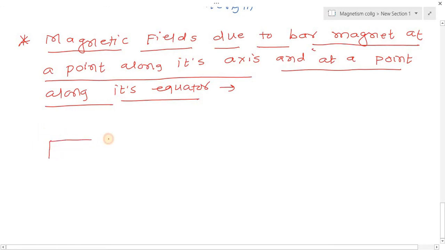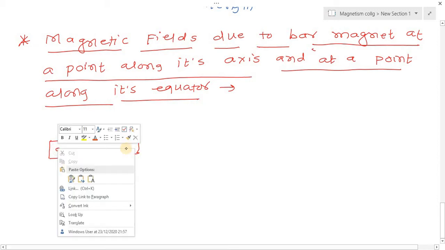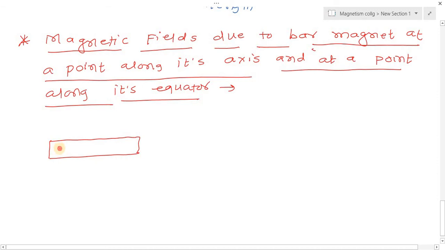So here this one is the bar magnet. Now we draw here the axis. Axis is the line which is passing through the poles. So here the axis of the bar magnet is here, and along this axial line a point is there, and at that point P we have to derive the value. Here at point P we have to find out the magnetic field at an axial point, that is B axis here.